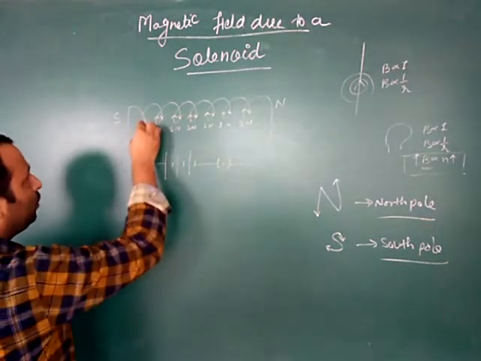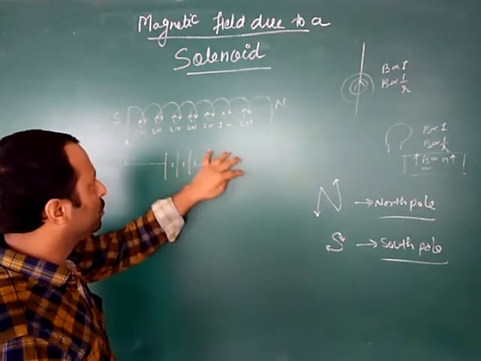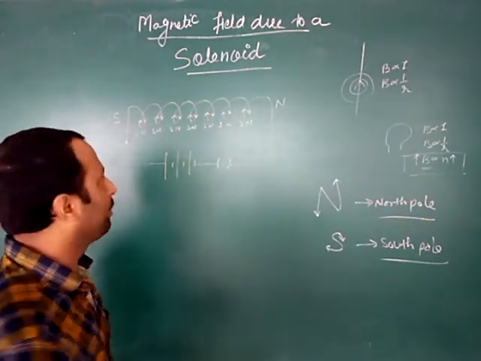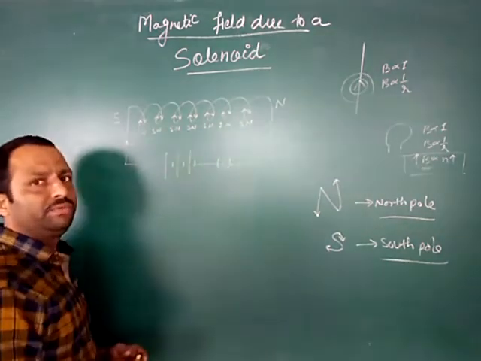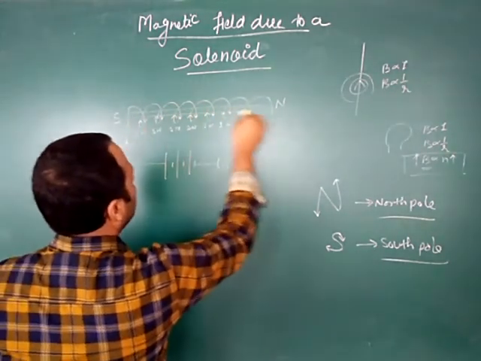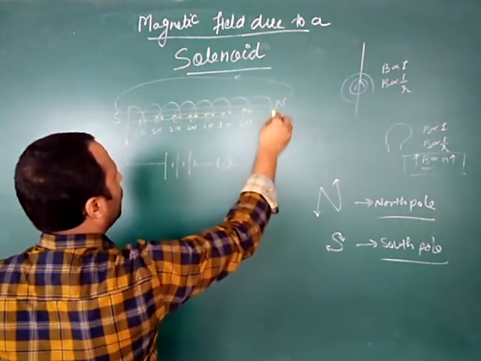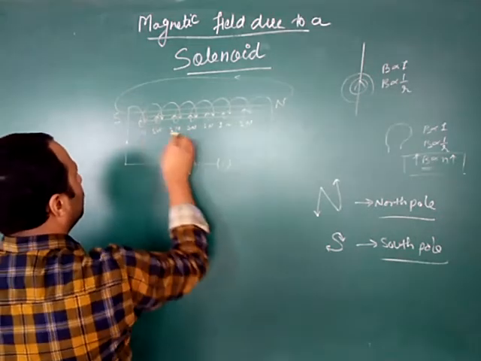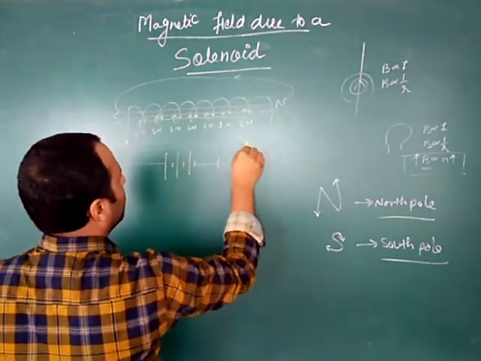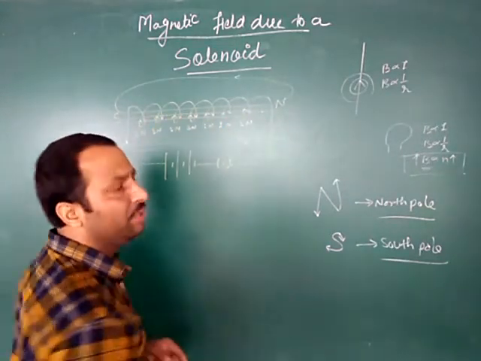In this way, one end behaves like a south pole and the other end like a north pole. If we close the switch, we will observe that the magnetic field produced here is very similar to the magnetic field produced by a bar magnet. We have learned that the magnetic field lines start from the north pole. So here also the magnetic field lines are produced, starting from the north pole and ending on the south pole. In this way, a uniform magnetic field is established.